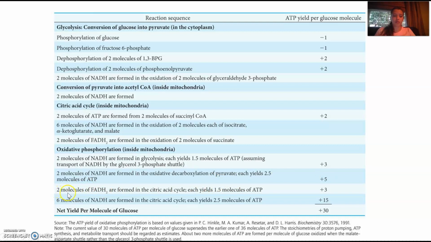And then we have 2 molecules of FADH, which was formed in the citric acid cycle, as I said before. Each yields 1.5 of ATP. This is twice, so 3. And then finally, we have those 6 molecules of NADH that the citric acid cycle formed. That was the really important one. That's where the most ATP is going to come from. Each one yields 2.5 molecules of ATP, and that creates 15. And that is how we get the 30 ATP molecules per 1 glucose molecule.